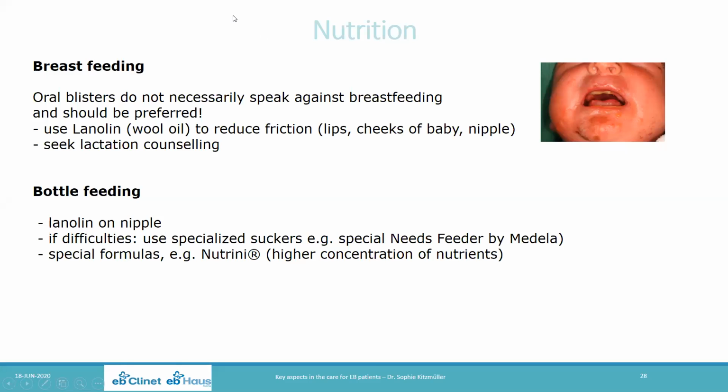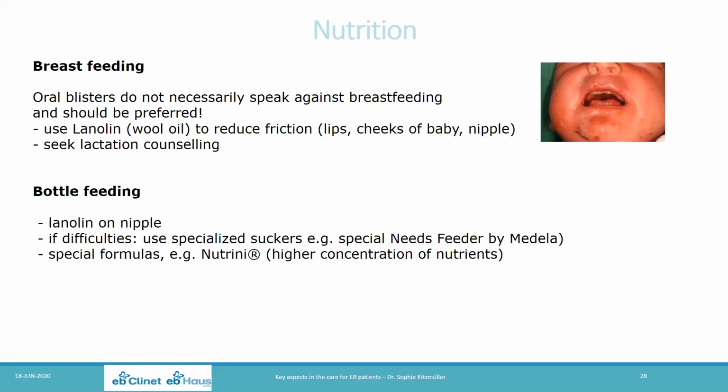Although severe forms might develop blisters in the mouth cavity, on the tongue or on the lips, you can still breastfeed. We recommend that you use, for example, lanolin, which is wool oil, on the lips of the baby, on the cheeks of the baby, and on the nipple, to reduce the friction during sucking, which makes it much easier for the baby and not that harmful for the skin and the mucosa.